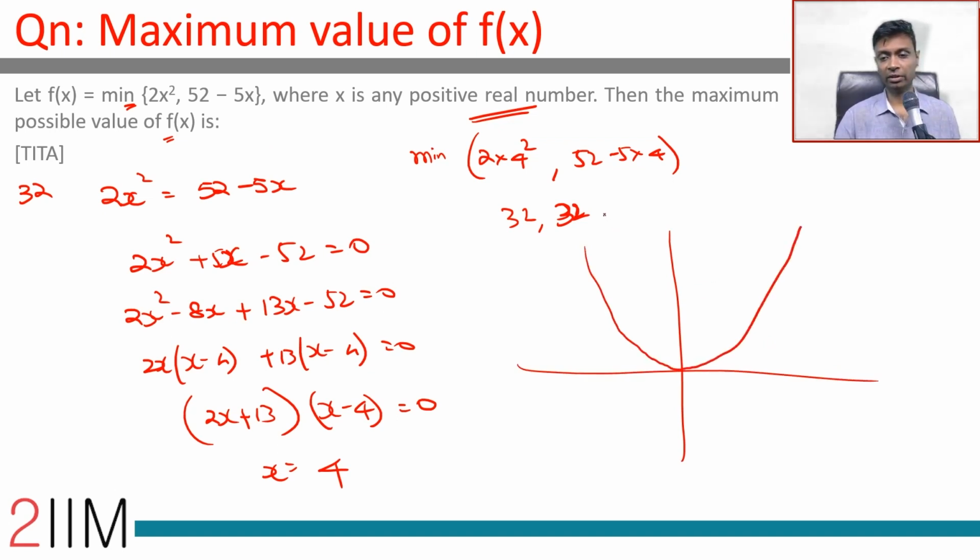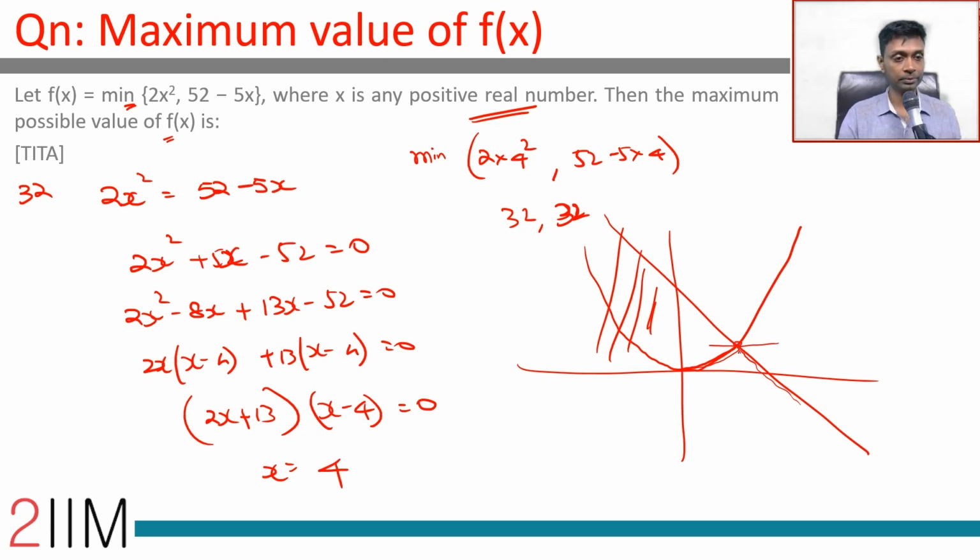52 minus 5x is a line like this. So if f of x is the minimum of these two, we're talking only positive territory, so we completely forget this. f of x would be like this till this point, and then take this. It'll take one arc till a point, and then the other arc after that. This will be the maximum value f of x can take, which is why we find a meeting point of the two arcs.